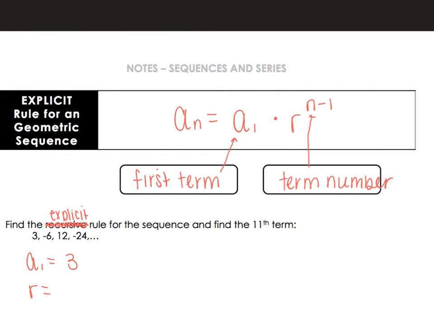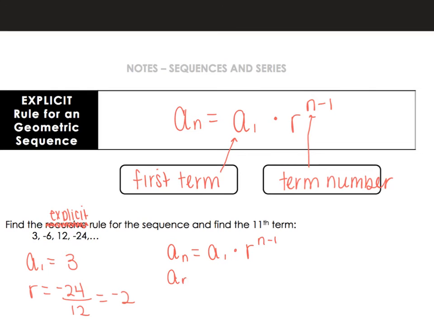And our r can be found by finding our common ratio. And remember, that's just any term divided by the previous. So if I take negative 24 and divide it by 12, I get negative 2. And I could do that with any of my terms here. If I take 12 and divide it by negative 6, I also get negative 2. So we're going to have a sub n equals, this is just my formula down here, a sub 1 times r to the n minus 1.